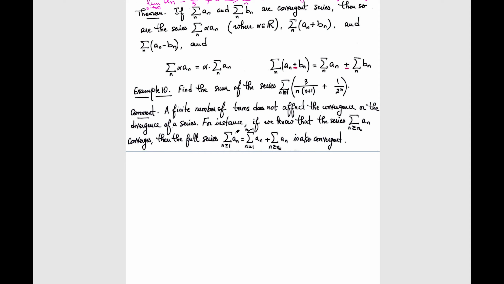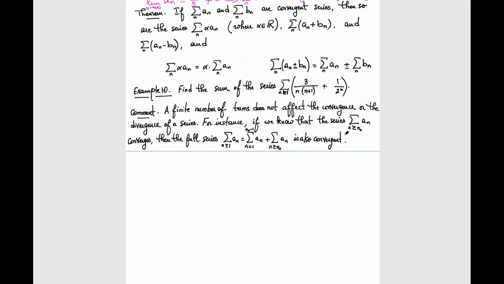Because what's the difference between this series and this series? They're almost the same, up to adding a finite sum, right? This is a finite sum. This is not an infinite series. This is the sum of the first n0 minus one terms, right? If this thing is convergent, if this is a finite sum, you add to something a finite thing, and that remains finite, right? This is why the full series is going to converge.